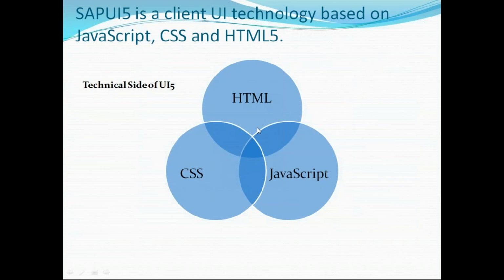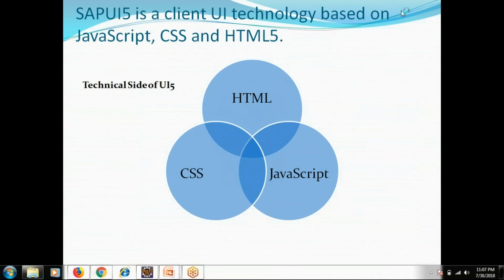Yes. Now the technical side of UI5. SAP UI5 is a client UI technology based on JavaScript, CSS, and HTML. When you say UI5, it is the client, the front end. Yes, so this is the technical side of UI5 and HTML5, CSS and JavaScript. To put it in simple words, HTML5 is the place where you develop the web pages.